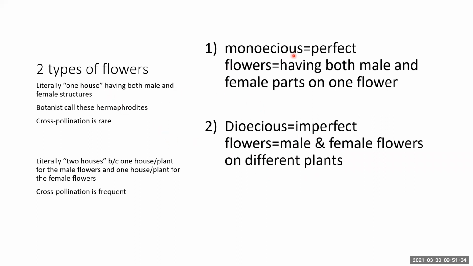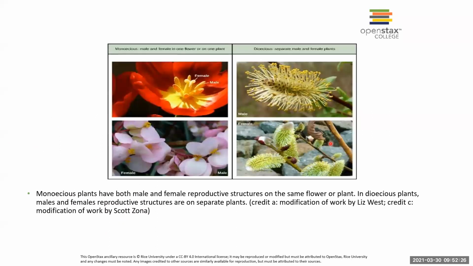Okay? And so monoecious is basically one house. I mean, it's what it means, one house. So it's having both male and female structures. And botanists will often refer to these as hermaphrodites because they do have both structures on the same flower. And typically cross-pollination is rare, but it can happen. With dioecious, meaning two houses, basically you have one plant for males, or one house, and then one plant for females, or one house, right? So one flower for each of those. And cross-pollination is frequent because you have those separate plants that hold those separate flower types.